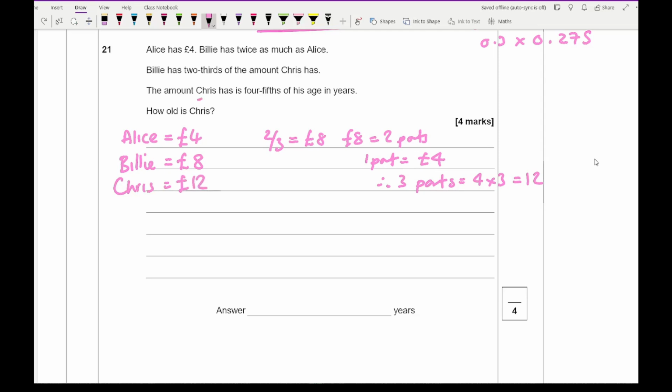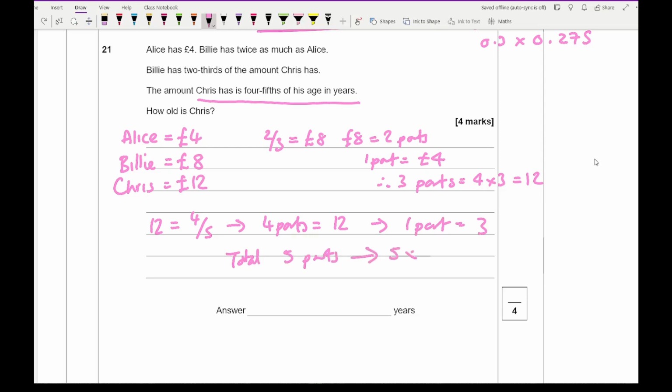It then says that Chris has 4/5 of his age in years. So that means that 12 equals 4/5. So from this, we know that 4 parts equals 12. So therefore, 1 part is going to be 12 divided by 4, which is 3. Now the total is 5 parts. So therefore, 5 times 3 is 15.